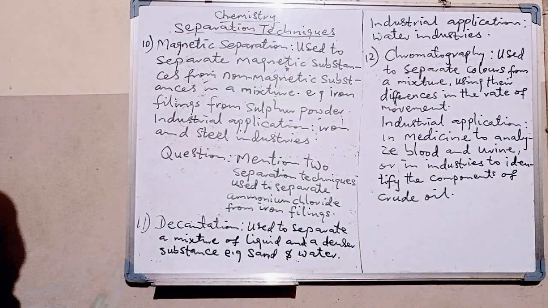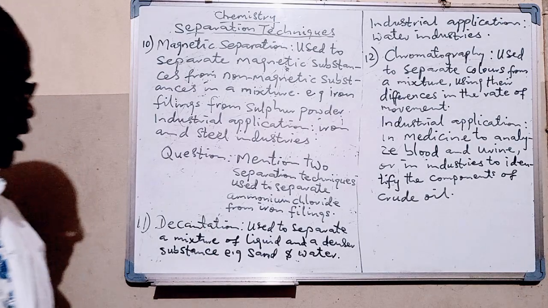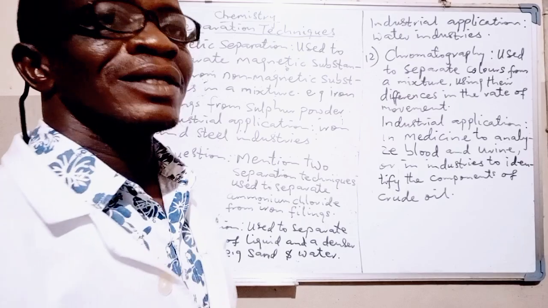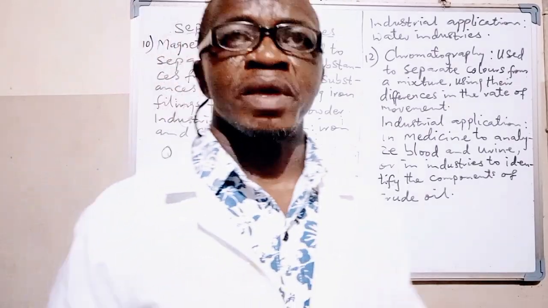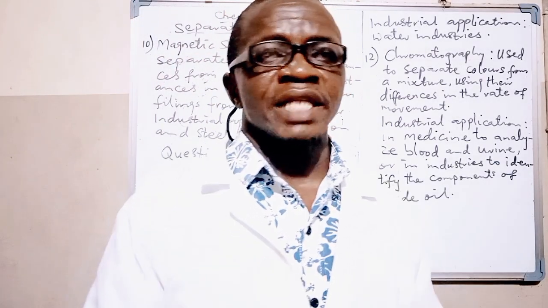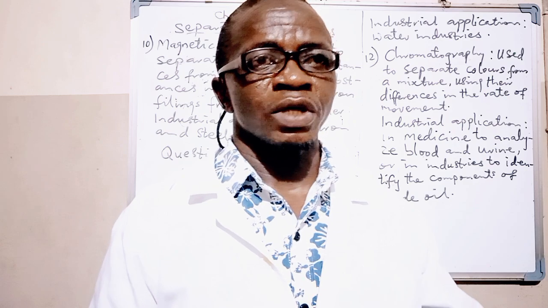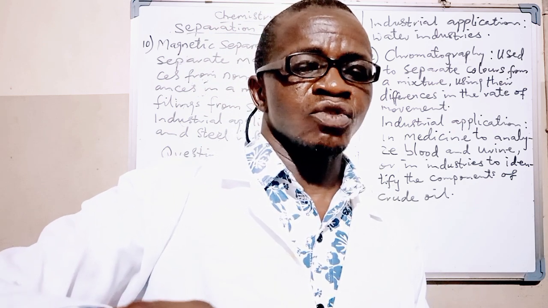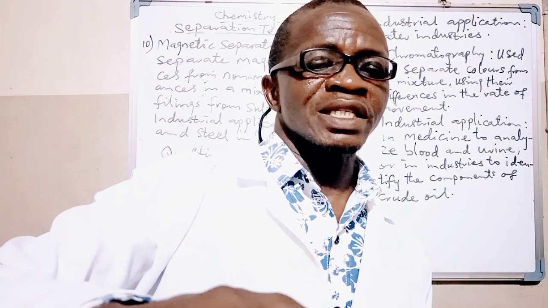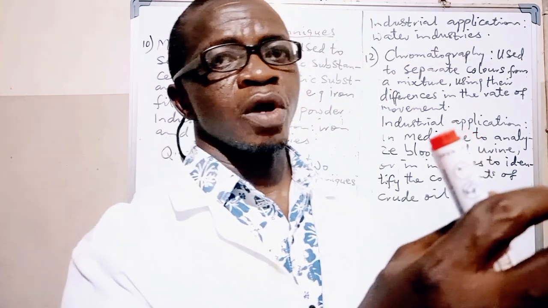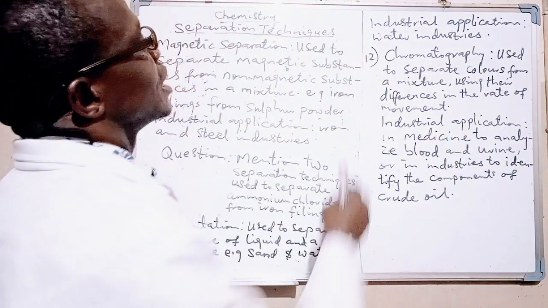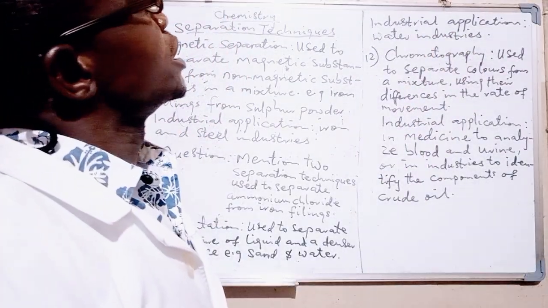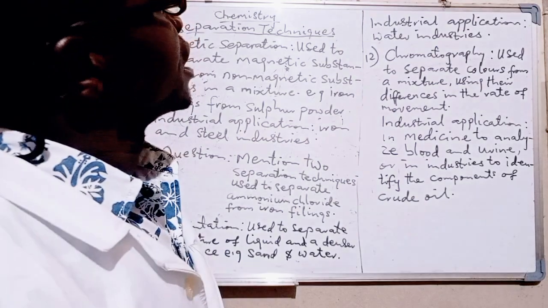Let's move to decantation. Decantation is the technique used to separate a mixture of liquid from a denser substance. The denser substance may be sand poured inside water. If you want to get back the water, you tilt it gently, gently. Water is going, water is going. When the sand wants to follow you, stop. That's decantation. The technique is employed in water industries.